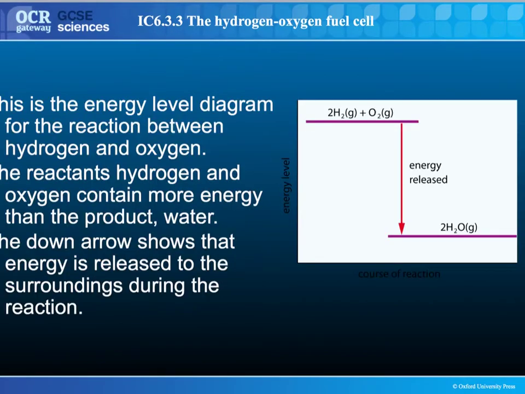This is a way of showing what's going on in the reaction. This is an energy level diagram. In an energy level diagram, you represent how much energy is contained within the reactants and the products, and the difference between the height of the two lines indicates how much energy is either released or absorbed during the reaction. In this case, because the reactants contain more energy than the products, we have a net energy release, which means that this is an exothermic reaction and heat is given out to the surroundings.